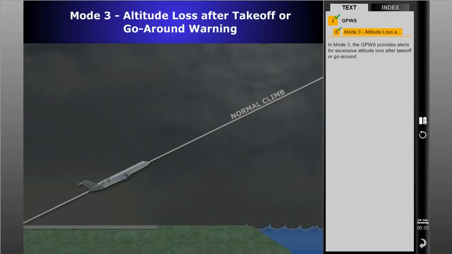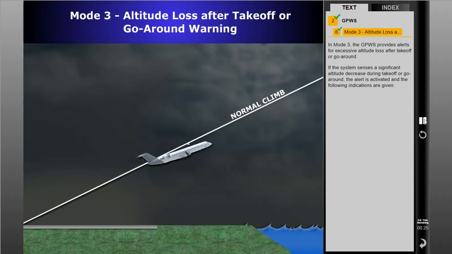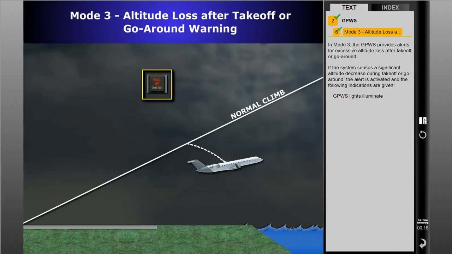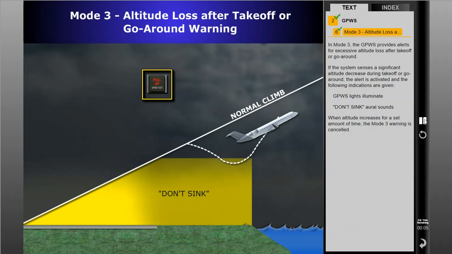In Mode 3, the GPWS provides alerts for excessive altitude loss after takeoff or go-around. If the system senses a significant altitude decrease during takeoff or go-around, the alert is activated and the following indications are given. GPWS lights illuminate, and the don't sink aural sounds. Don't sink. When altitude increases for a set amount of time, the Mode 3 warning is canceled.